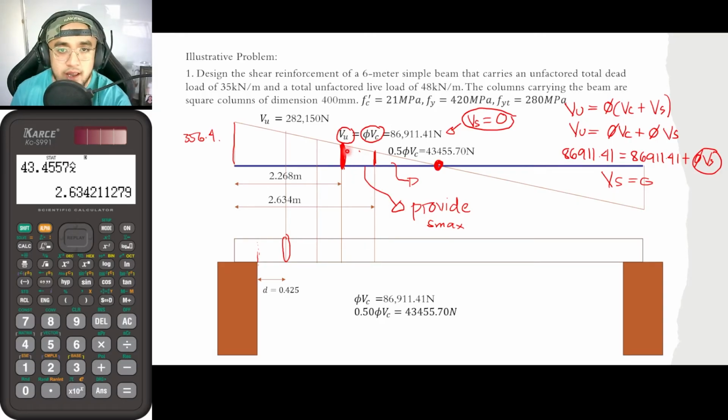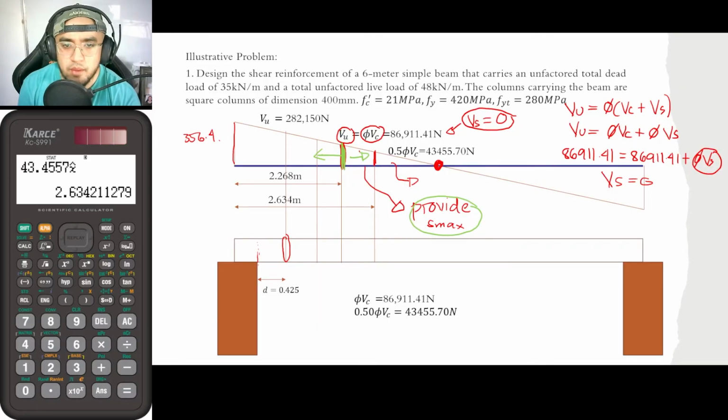But take note, guys, that for the value of S max, we could actually extend it to the left. What do I mean here? Theoretically speaking, from this portion to the right, we could provide S max. However, from this point to this point, we could still extend the region for S max to the left. As I said, we can still extend it to the left.